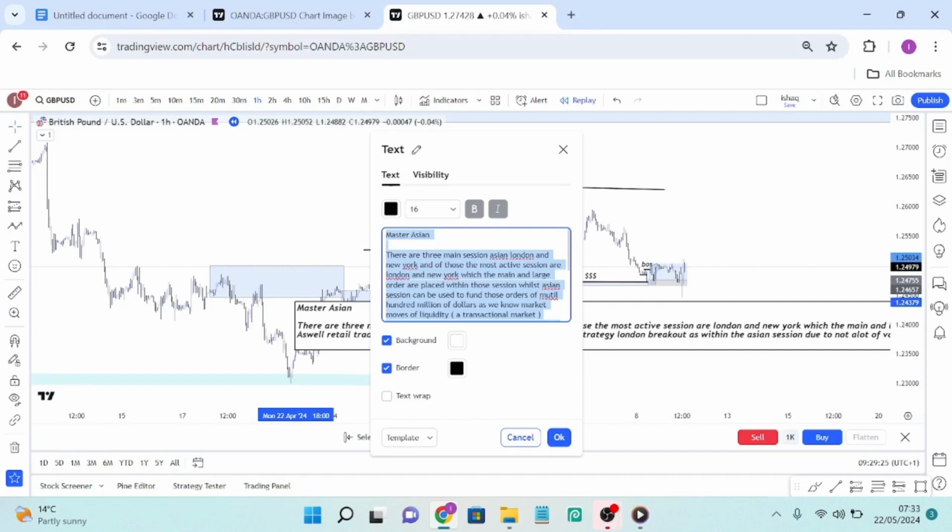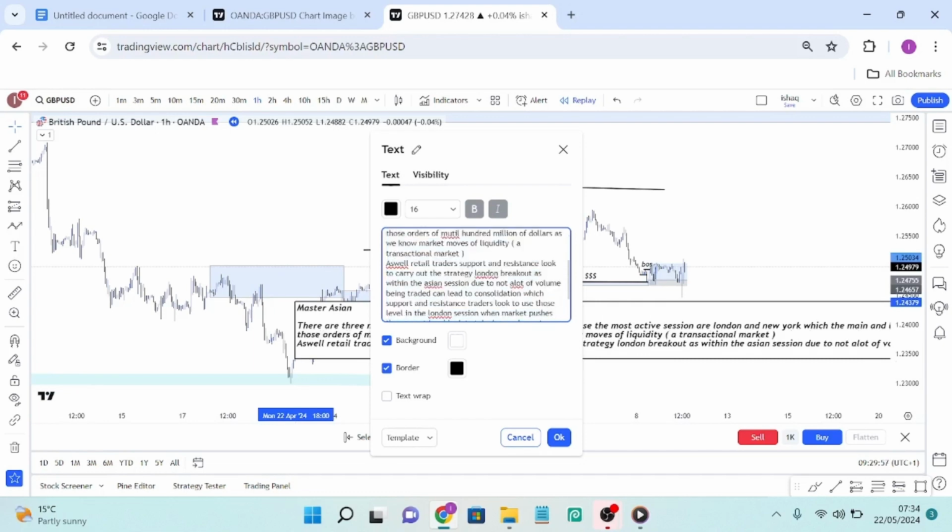There are three main sessions: Asian, London, and New York. The most active sessions are London and New York, in which the main and large orders, of hundreds of millions of dollars, are placed. The Asian session can be used to fund those orders of multi hundreds of millions of dollars. As we know, the market is a transactional market.